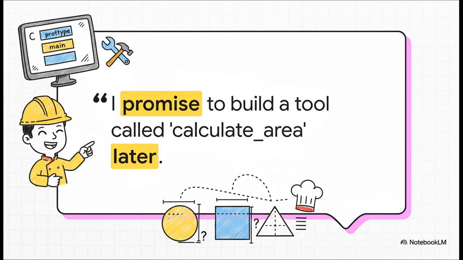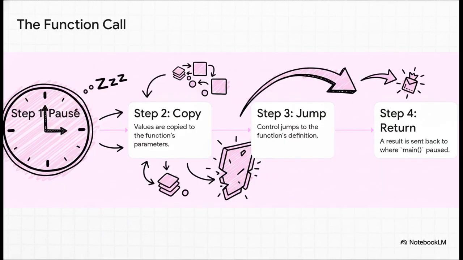It needs 2 integers to work, and it's going to give you an integer back. Just trust me on this for now. That's it. That's our menu. And now we place the order.